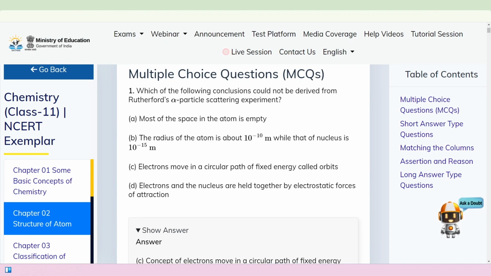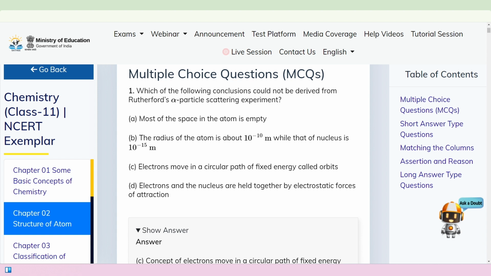So today we will do the NCERT Exemplar problem of structure of atom. The first question says that which of the following conclusion could not be derived from the Rutherford alpha scattering experiment? Okay, so let us see. The first is most of the space in the atom is empty. So it is correct. How do we know it?